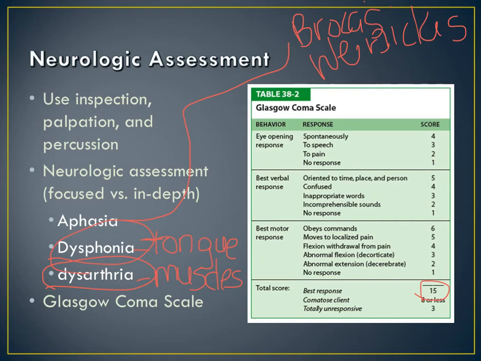So for instance, if someone comes in, let's say, and has a head trauma, or they're a stroke victim, and you do a Glasgow, and their score is 12, which is acceptable. But then you go back an hour later and you do a Glasgow Coma Scale again, and it's down to an 8. This is alarming. This is showing a decline in their level of consciousness. This would need to be reported immediately.